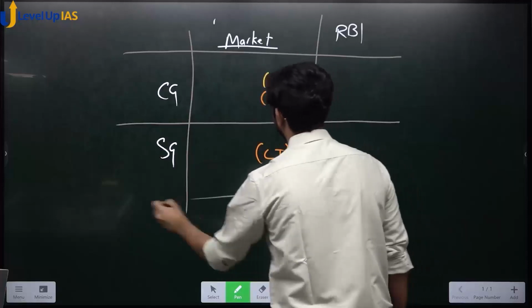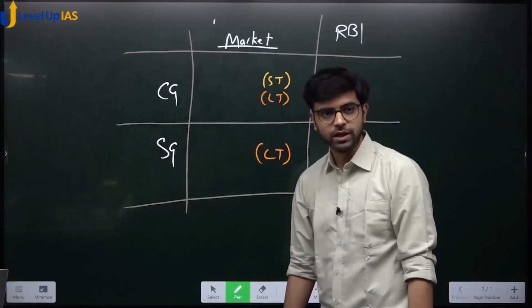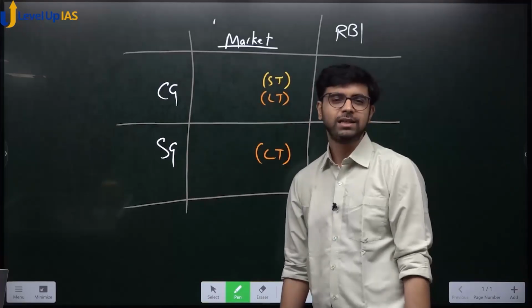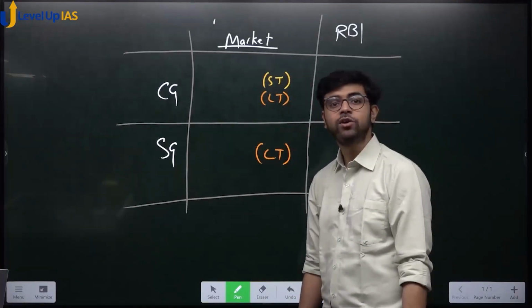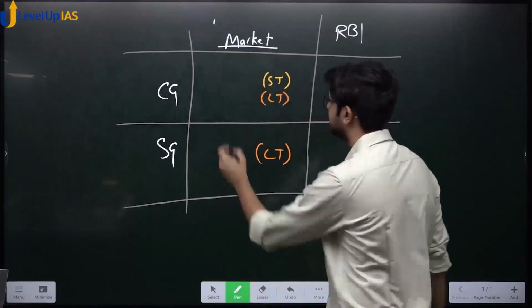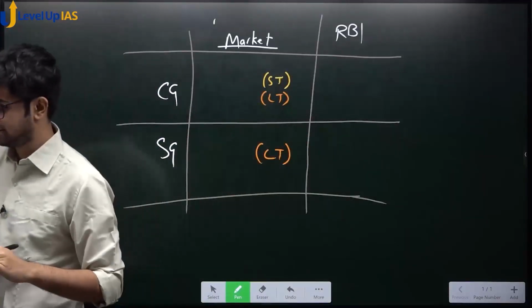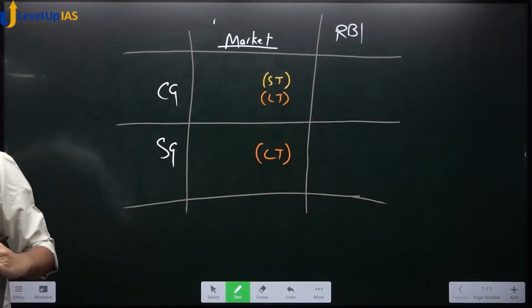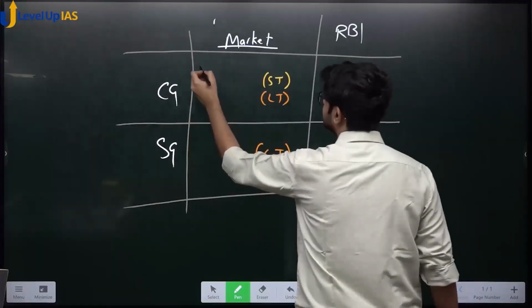Okay? This is our scenario. When central government issues short-term securities, what do you think they are called? We had discussed this. Remember 91 day, 182 day, what are they called? They are called T-bills. Remember T-bills? They are known as Treasury bills.